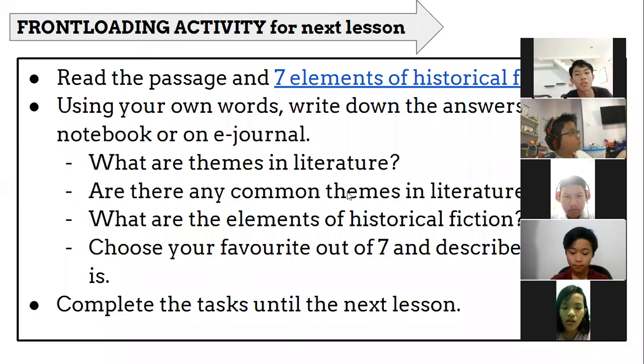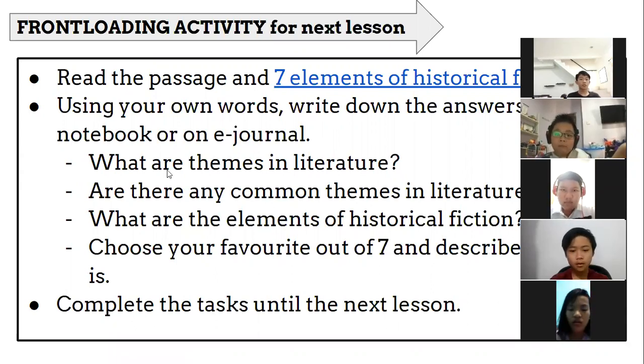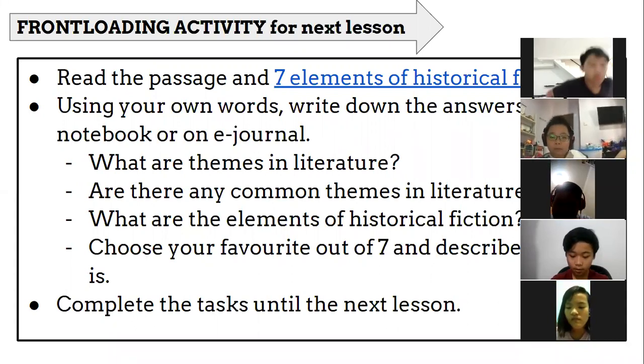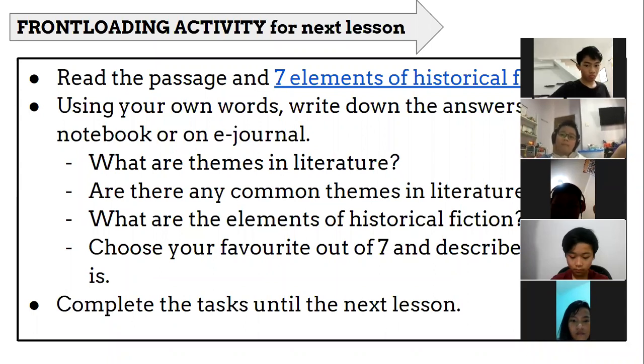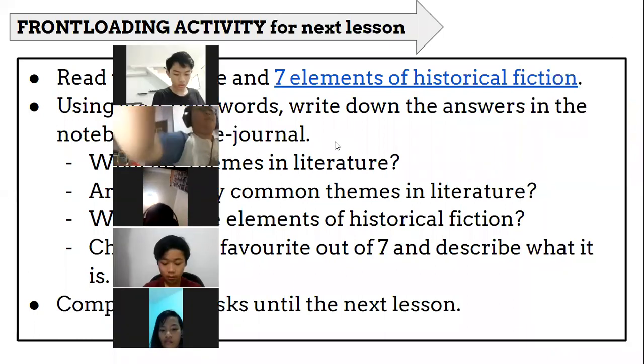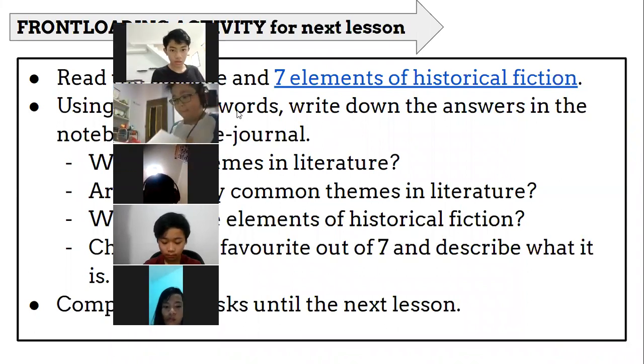I'm going to explain a website, but first you need to write these four questions in your notebook. Please write these four questions. What are themes in literature? Are there any common themes in literature? What are the elements of historical fiction? And choose your favorite out of seven and describe what it is. So write these four points in your notebook. I'm going to give you 5 minutes to write that.